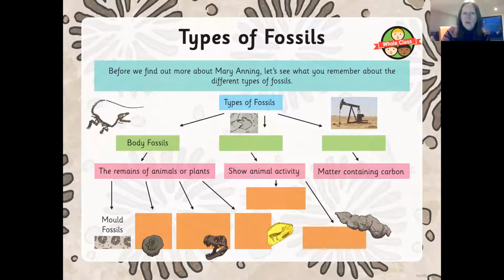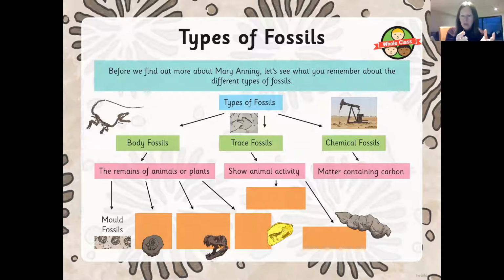Okay, so we have got body fossils, we have got trace fossils, and then we have got chemical fossils. Okay, so those are our three main different types of fossils there. Now, if we follow the diagrams down, our body fossils, okay, are the remains of animals or plants. So they could be in the form of a mold fossil. So almost a mold has been made where the animal was, and it's built around it.